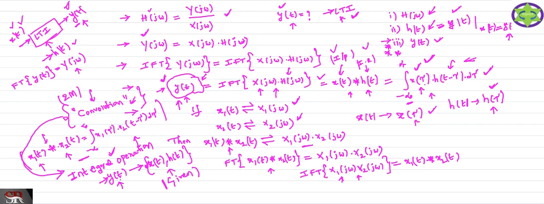How can you find the response y of t? Using the integral operation. How can you perform the integral operation? This is your integral operation. You need to remember this equation. It is very, very important: the convolution operation. We will see some examples of how to perform the convolution operation.